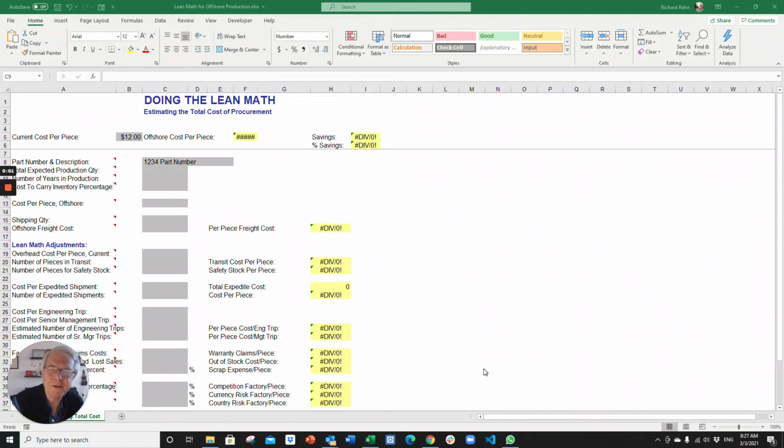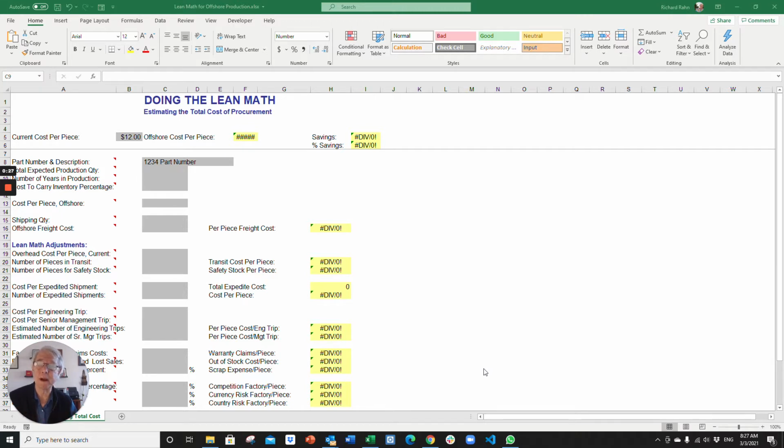Hey everyone, I wanted to give you a quick tour of this tool that we put together a few years ago. The purpose of the tool is to calculate the total cost of procurement, or the cost of moving procurement offshore, say to an overseas supplier, those kind of analyses, because oftentimes we leave out a lot of the costs when we do this kind of analysis. So we put together a simple spreadsheet.